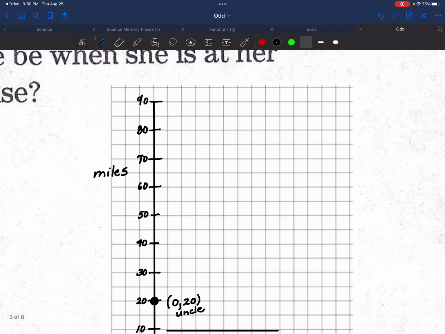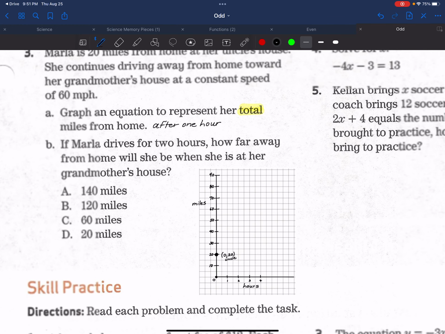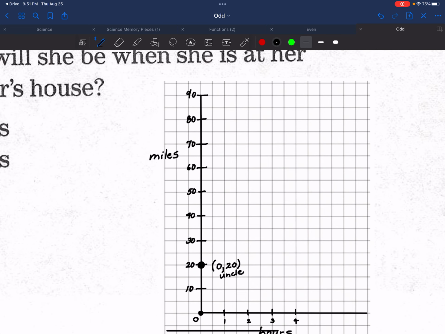And then she continues driving at 60 miles per hour. So at 1 hour, where is she with respect to home? Because she was already 20 miles away. So at 1 hour, she's going to be 80 miles from home. She would be 1 hour of driving, that's 60 miles, but that's putting her at 80 miles from home because she started 20 miles from home.